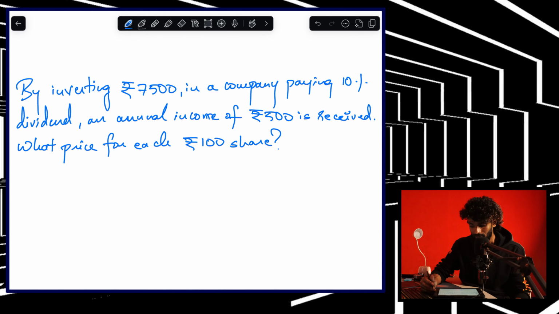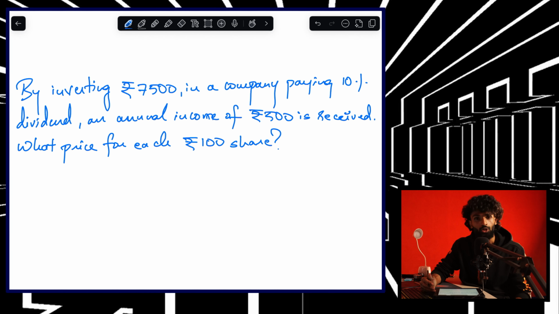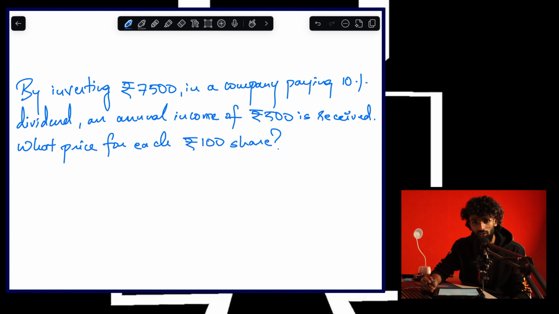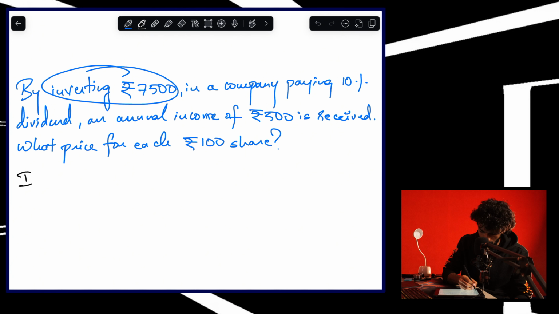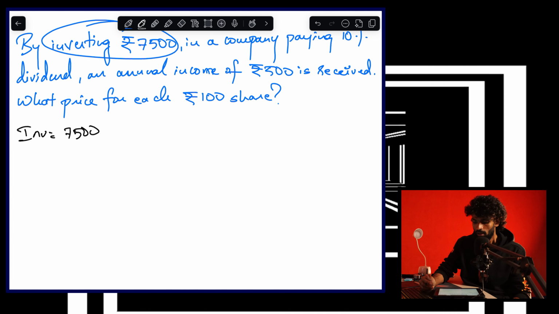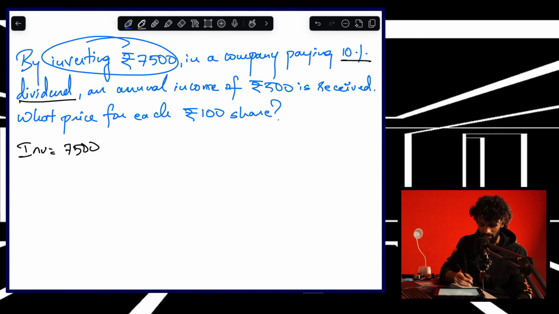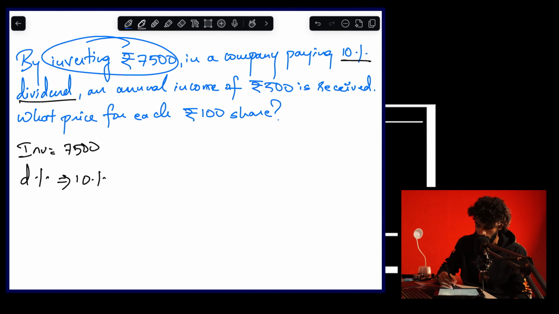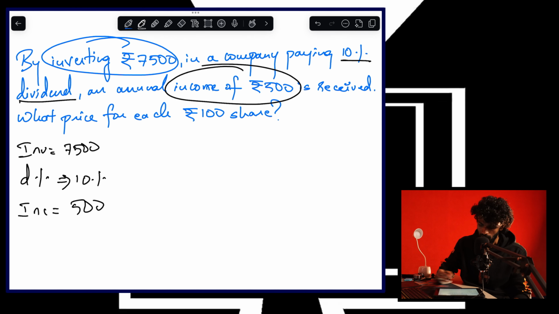Sorry to say this, but the most important concept in this chapter is English, to be honest. If you're able to understand the concept here using the English terms, more than enough. Let's go step by step. By investing some money, I think I gave you a hint right there, no? Investment equals 7,500. You're supposed to write the rupee symbol, please do it, okay? In a company paying 10% dividend, again, I told you English, 10% dividend. In simple language, D% is given as 10%, done. An annual income of, again English, income is 500 rupees, done, is received.